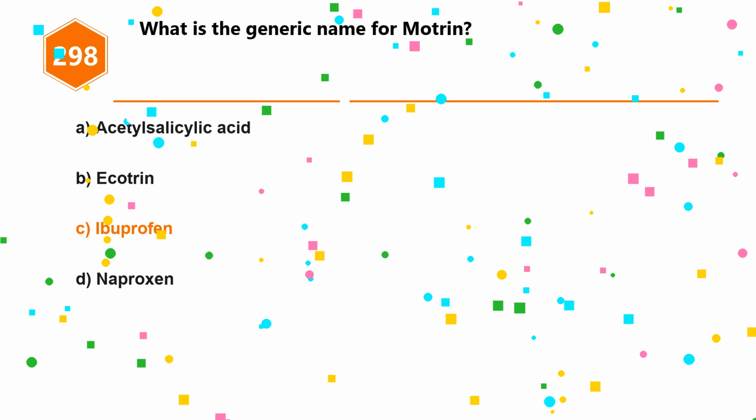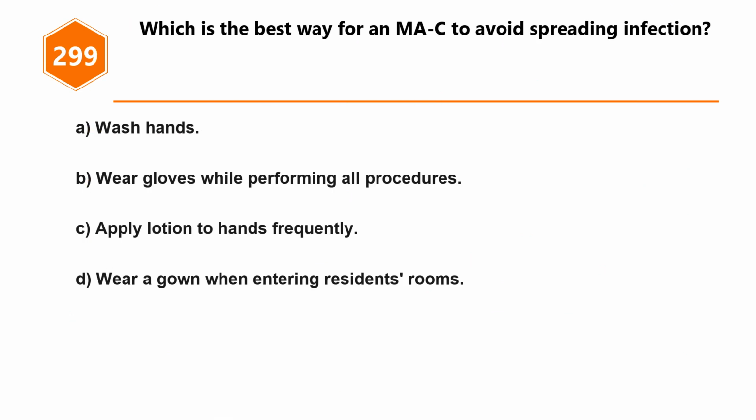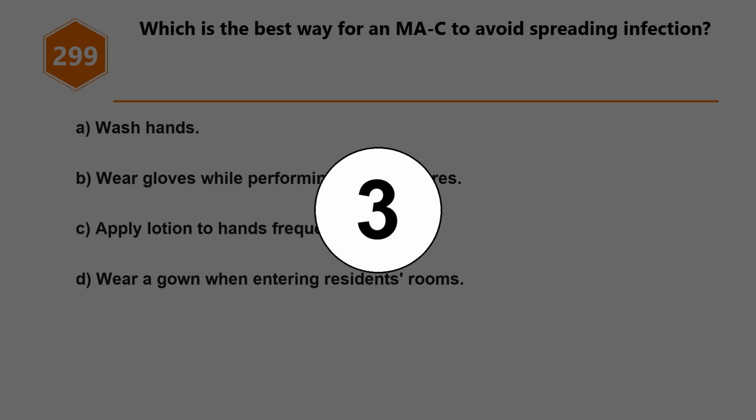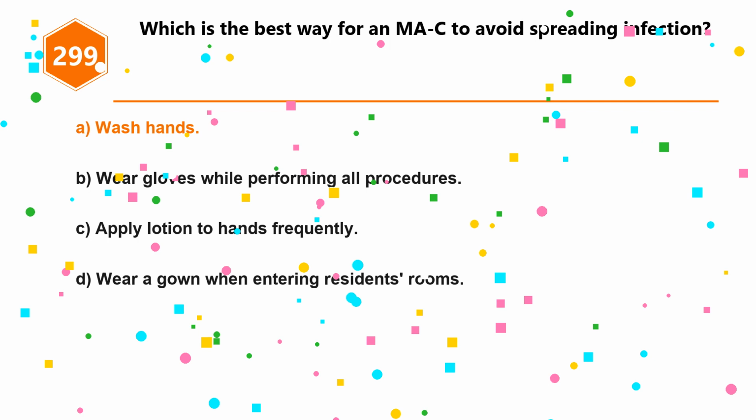The correct answer is option C, ibuprofen. Question 299. Which is the best way for a MACE to avoid spreading infection? Option A, wash hands. Option B, wear gloves while performing all procedures. Option C, apply lotion to hands frequently. Option D, wear a gown when entering residents' rooms. The correct answer is option A, wash hands.